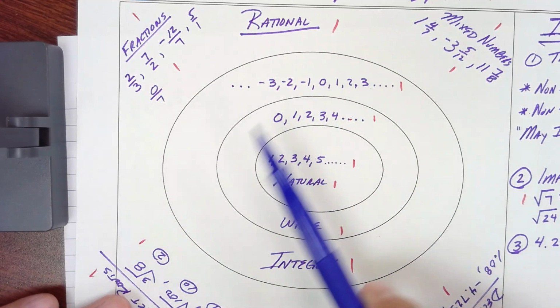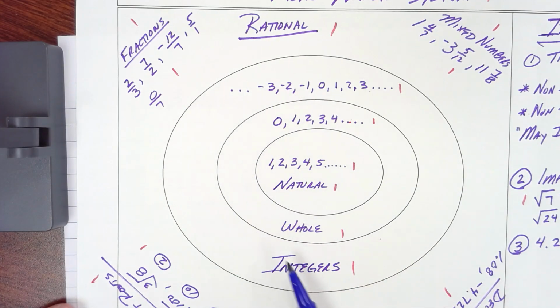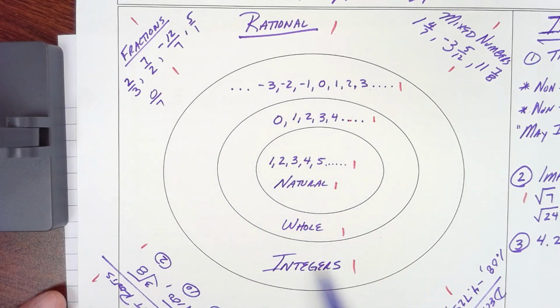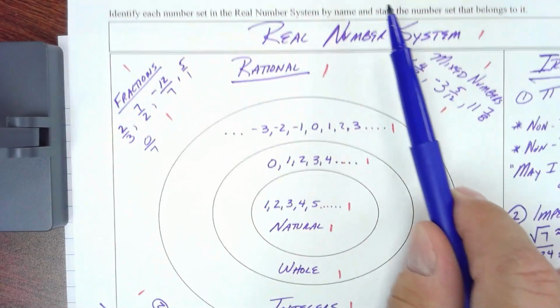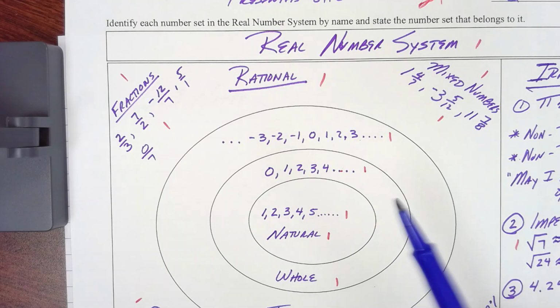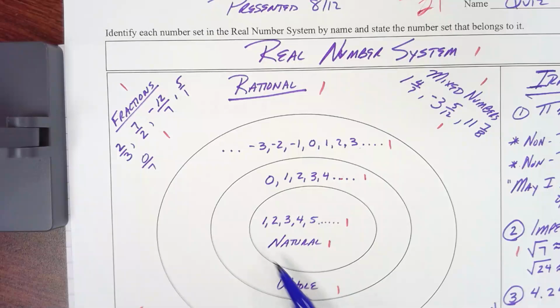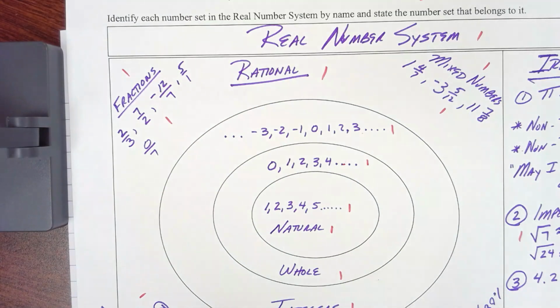if we have the number -2, well, the first time we see -2 is in these integers. So -2 is an integer, and then we work our way out of the circle, and it's a rational number, and it's a real number. Okay? The number 0 is first seen as a whole number, and then it is an integer, and it's rational, and it's real.